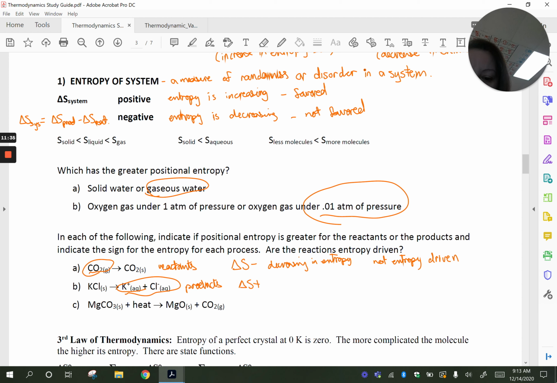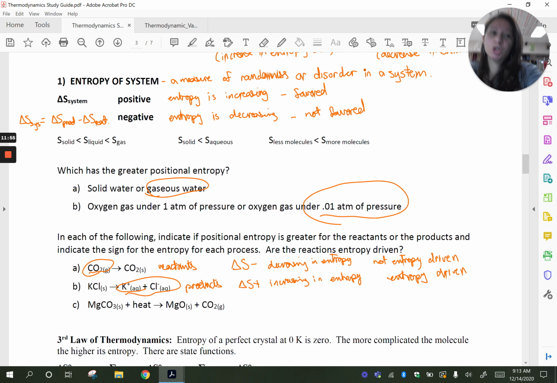Delta S is positive because as we go from reactants to products, you have an increase in entropy. And that would be a favored reaction, so it is entropy driven. So in terms of entropy, this process is good.